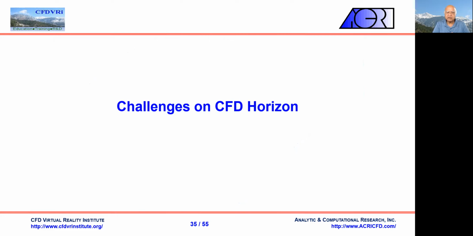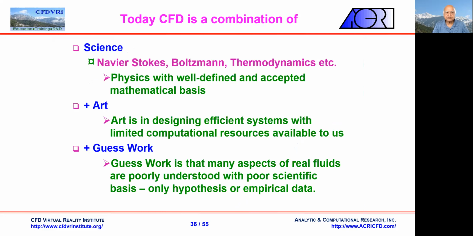So firstly, before moving to the future, what are the challenges on the horizon that we must overcome? CFD today is a combination of three components: science, art, and guesswork. Science is in the fact that we know the Navier-Stokes, Boltzmann, and thermodynamics equations, which is physics with well-defined and accepted mathematical basis. Art is in designing an efficient system because we have limited computer resources. What is the most efficient system? What is the most efficient algorithm, matrix solver, things of that nature.